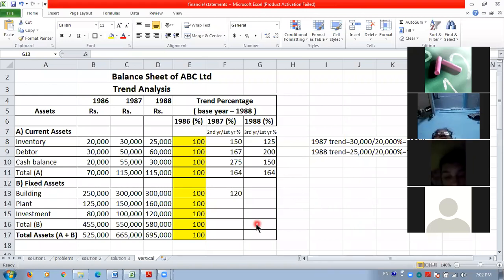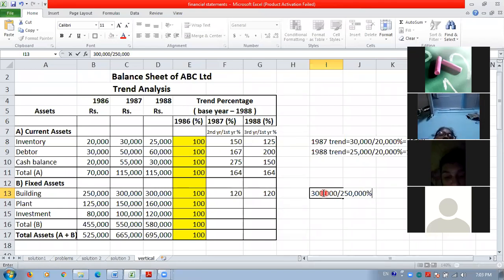Okay. So next one is third year. In case of third year, same percentage because same numerator and denominator is there, right? So 3 lakhs divided by 2,50,000. This is so simple. 3 lakhs divided by 2,50,000. How is it calculated? And the percentage sign should be there. So it is 120%.